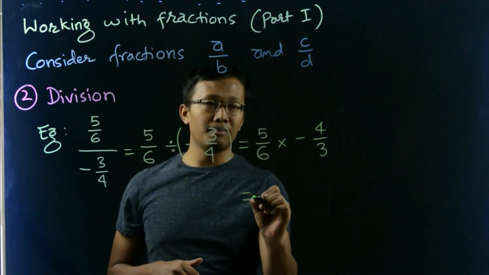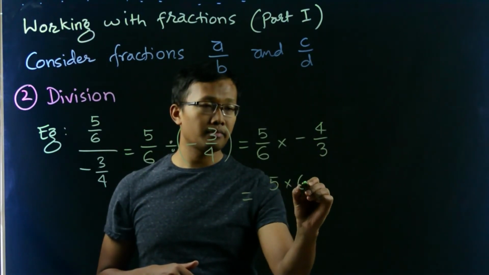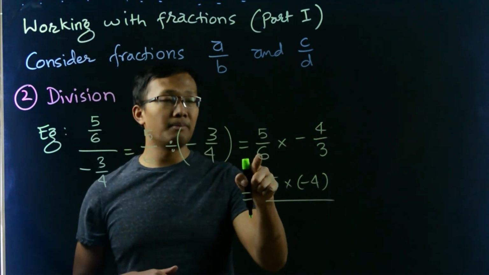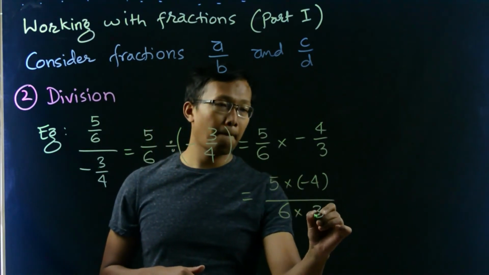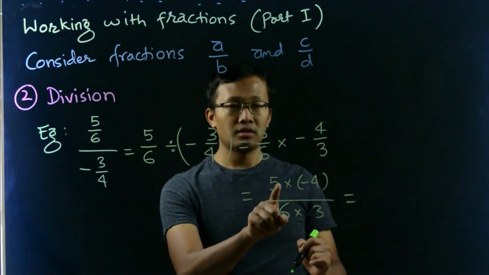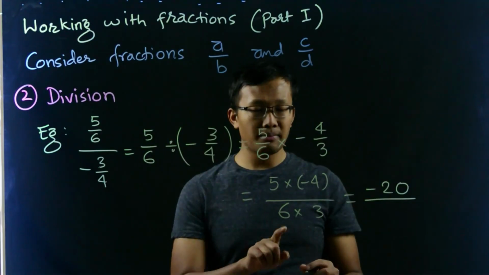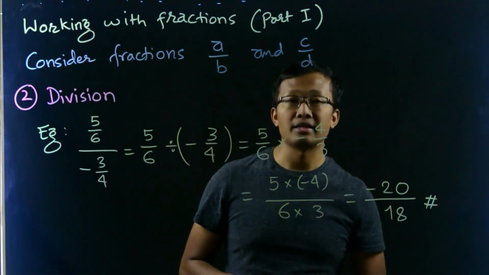Then we can simply multiply 5 and negative 4. In the denominator, we can simply multiply 6 and 3, which is negative 20. Negative 20 divided by 6 times 3 is 18. That's our division rule.